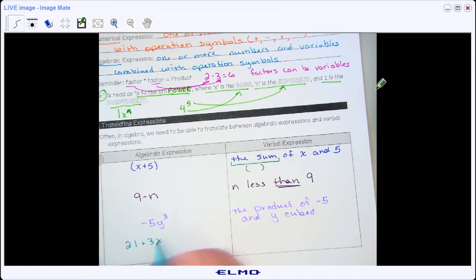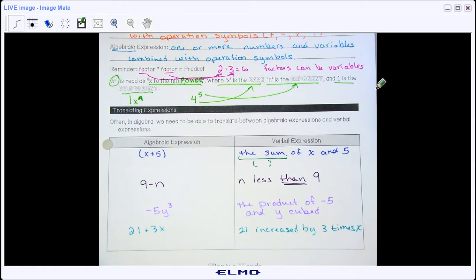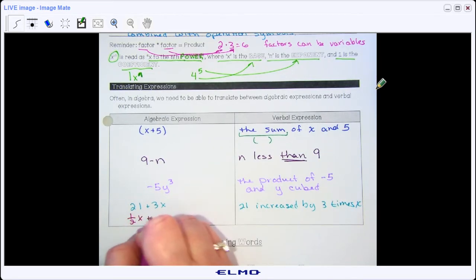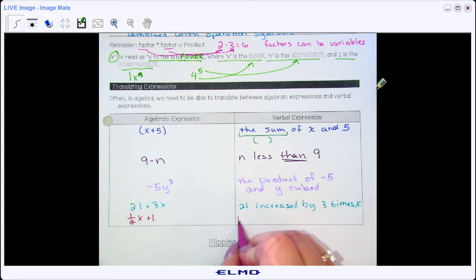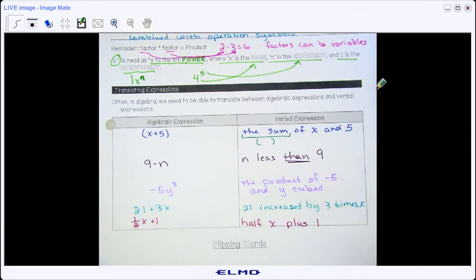21 plus 3x could be 21 increased by 3 times x. Again, there's more words we could use there, but that's just one example. We can also have some fractions in there. So like this would be half x plus 1. So any algebraic expression can be written verbally. And we like to go back and forth.